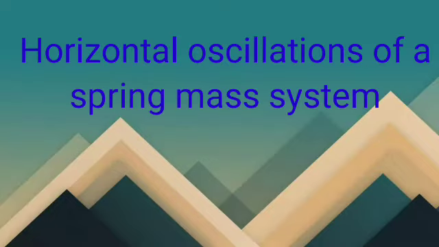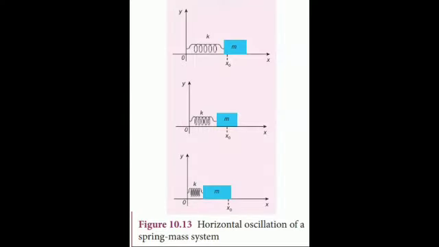The next topic is horizontal oscillations of a spring mass system. Consider a system containing a block of mass m attached to a massless spring with stiffness constant or force constant or spring constant k, placed on a smooth horizontal surface. Let x0 be the equilibrium position or mean position. Suppose the mass is displaced through a small distance x towards the right from its equilibrium position and then released. It will oscillate back and forth about its mean position x0. Let F be the restoring force.